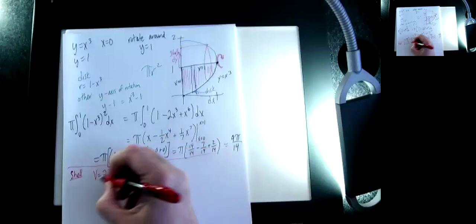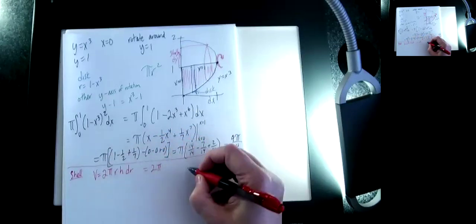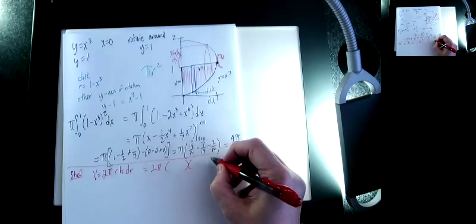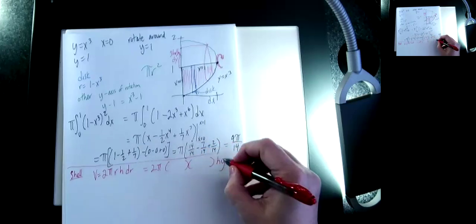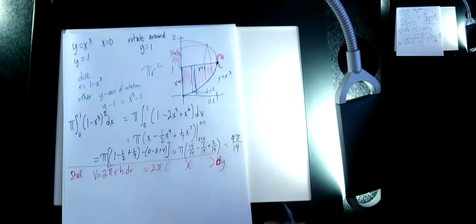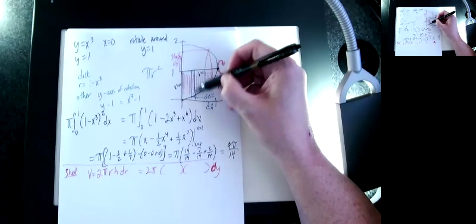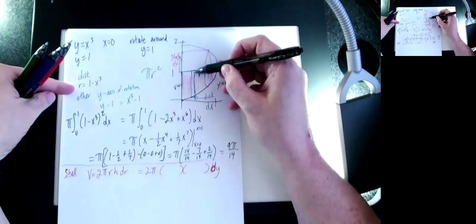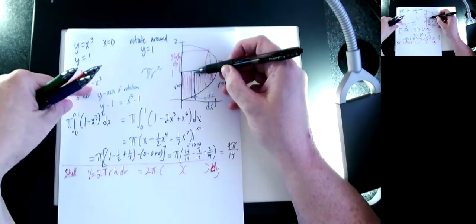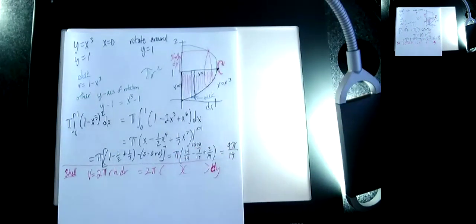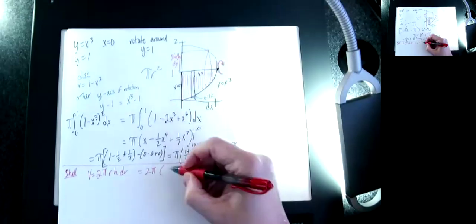In this case, we've got 2 pi. I don't know what R is yet. I don't know what H is yet, but I've got a dy. So my R here looks like the R I had here, but I don't want it in terms of X. I want it in terms of Y. R looks like 1 minus Y, the higher minus the lower.